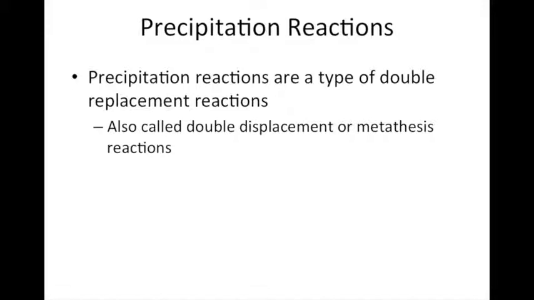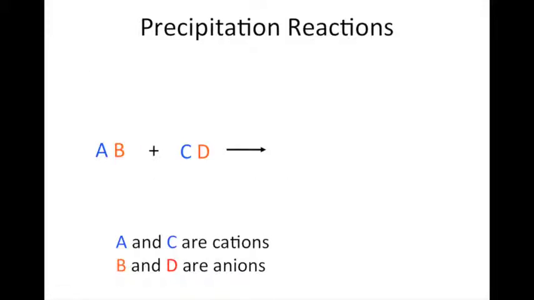So a precipitation reaction is also called a double replacement reaction. You may also hear it called a double displacement or a metathesis reaction. And these double displacement reactions follow a general format. So let's take a look here.